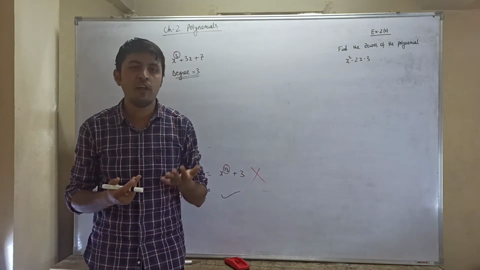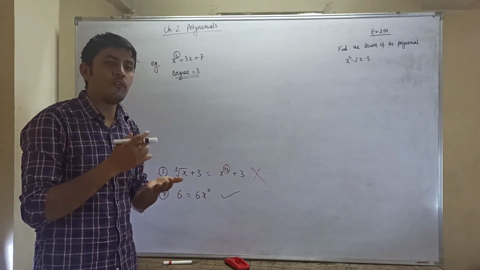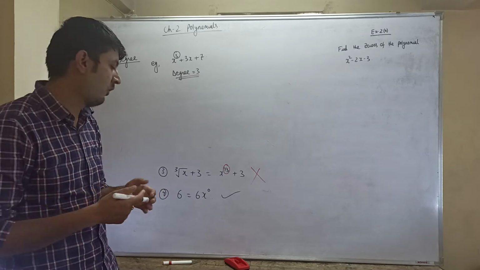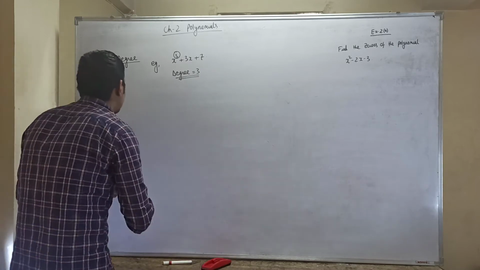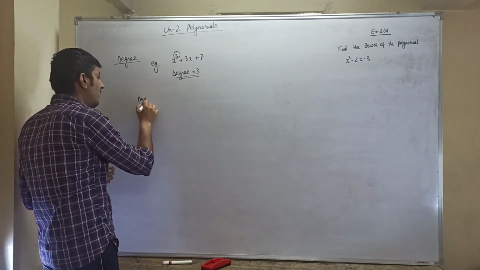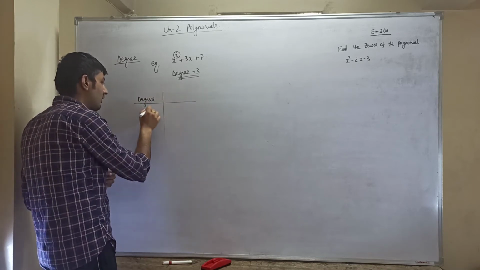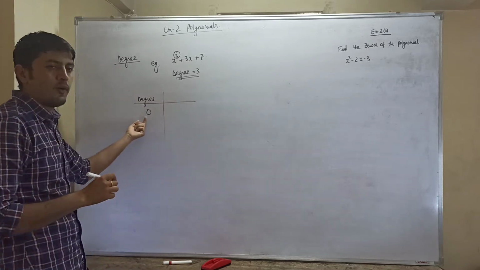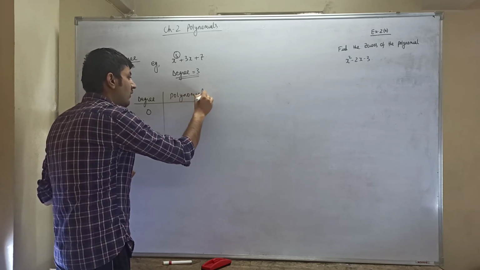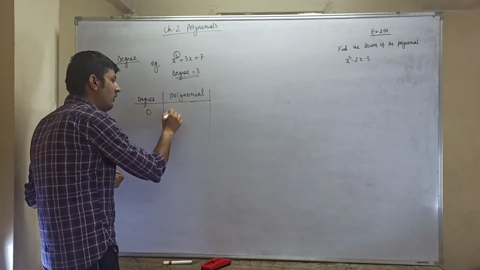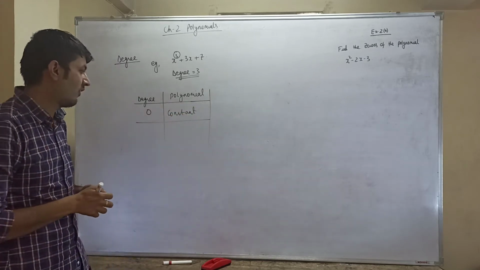Now let us go to the different types of polynomial. When there is one term, what is it called? When there are two terms, what is it called? When the degree is 1, what is it called? When the degree is 2, what is it called? We'll discuss, okay. So let us see the next part. Suppose the degree of the polynomial is 0. What is the polynomial called? When the degree is 0, it is called your constant polynomial.